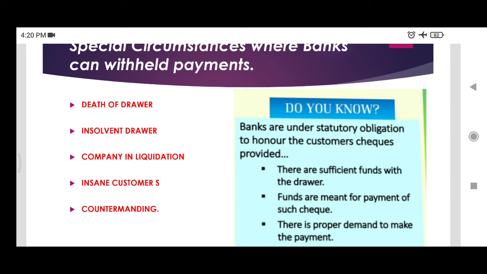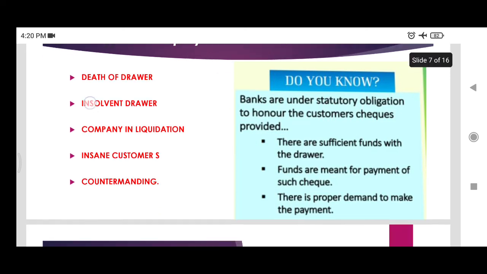Who is the drawer here? Whoever issues the check. For example, a person issues a check to me. The one who issues it is called the drawer. I become the payee. The banker becomes the drawee. I hope you know these basics in the Negotiable Instruments Act.